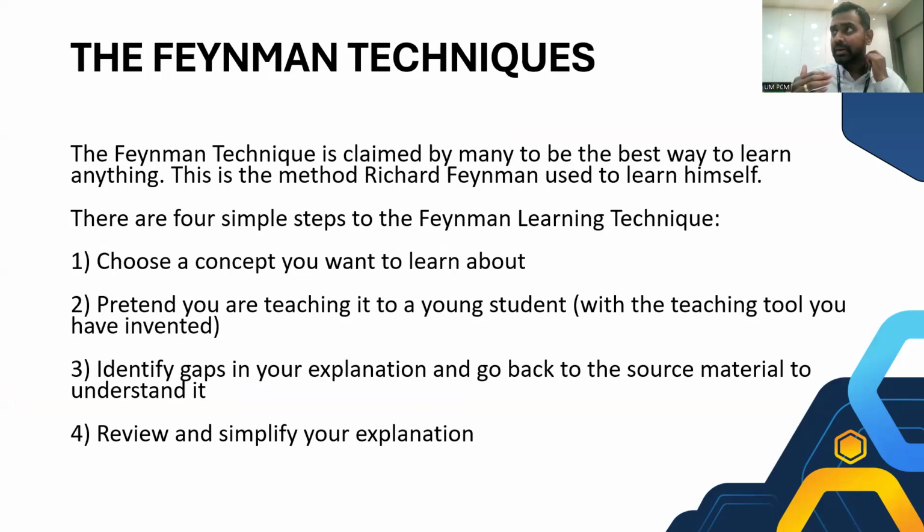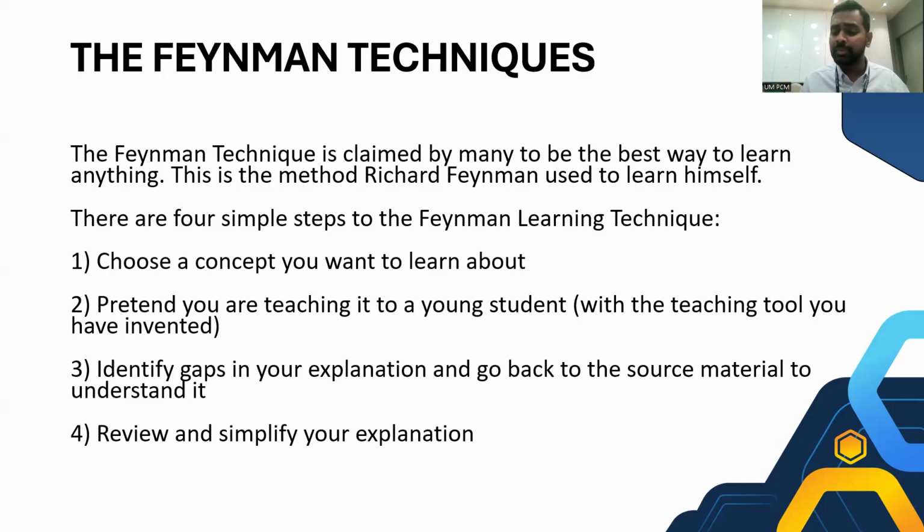Maybe normal people or kids don't have the idea of what a new scientific concept is about, so you have to invent something or create something to show them or teach them and make them understand. The third one is to identify the gaps in your explanation. When you're working on your video or the research topic, maybe you find out that, oh, why not include this to improve the explanation to make it easy for people to understand. These are the gaps that you need to find out and go back to the source material to understand it.